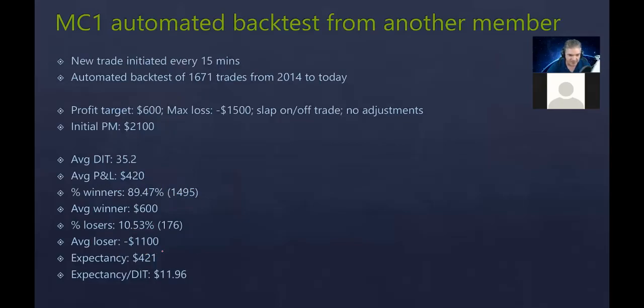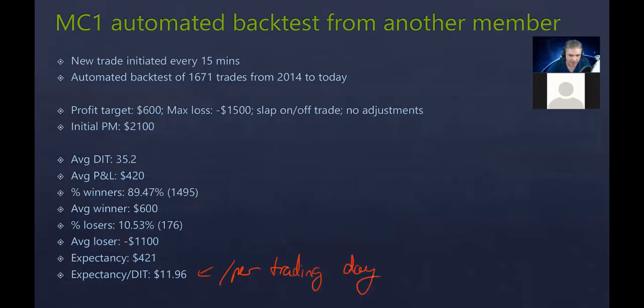Oh, and if you don't know what expectancy is, it's the percent winners times the average winner, minus the percent losers times the average loser. By looking at that, it tells you on average how much money you'll be making per trade. And then for this number here, we know that the average days in trade is 35.2. So if we divide 421 by the average days in trade, this tells us basically how much money we're making per trading day.